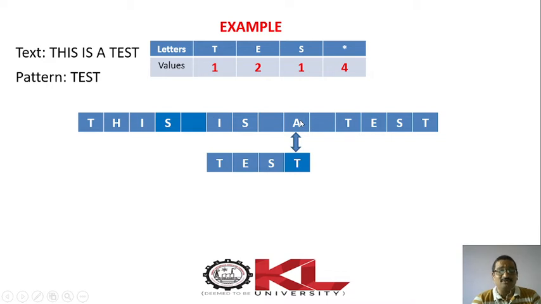I have to check that A is a mismatch. A is not present in the bad match table. If that character is not present in the bad match table, I told you that you have to take the star value. What is the star value? That is the asterisk value, and that asterisk value is 4. So you can move 4 steps: 1, 2, 3, 4.